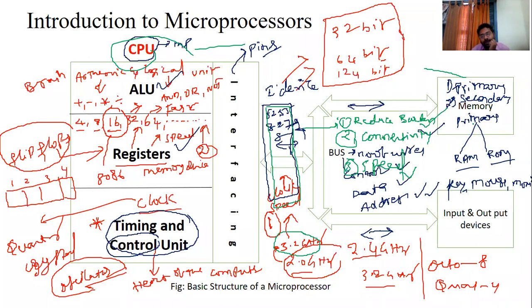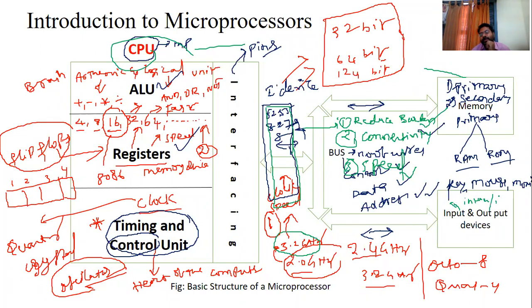But our memory as well as input output device speeds are not matching that 3.2 gigahertz speed. Some input output devices and some internal memory devices, this speed is not matching.